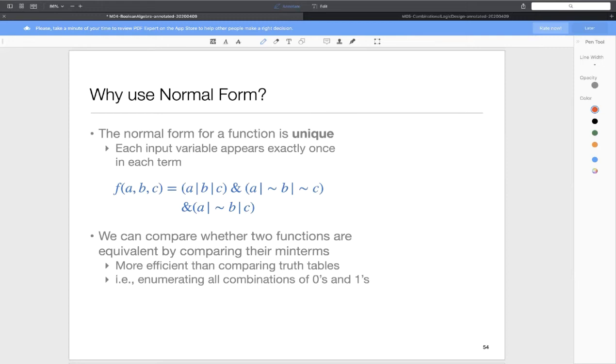So why use normal form? Because it's unique. Each input variable appears exactly once in each term, and so it makes comparison of functions easy, right? If you give me some function, and from that I convert it into, let's say, a disjunctive normal form, and you give me another expression, and from that I also derive the corresponding DNF form, then I can now compare, right? Because I can just see whether the set of minterms in one DNF form and the set of minterms in another DNF form are the same. So it makes comparison easy.